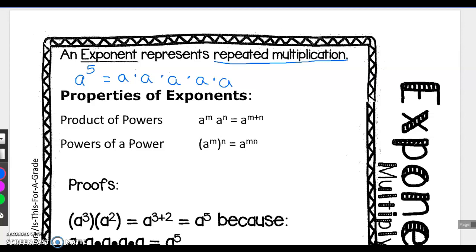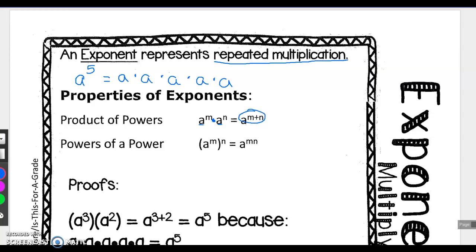We have a couple properties that come along with that. We have the product of powers and the power of a power. I honestly don't care if you memorize these or not. I am more focused on, do you know how to use them? Here's what this means. Look at this one right here: a to the m times a to the n. There's a multiplication sign there where we don't write it. But notice we have 2 bases. So we're taking 2 different bases and multiplying them. When you multiply them, you add the exponents.